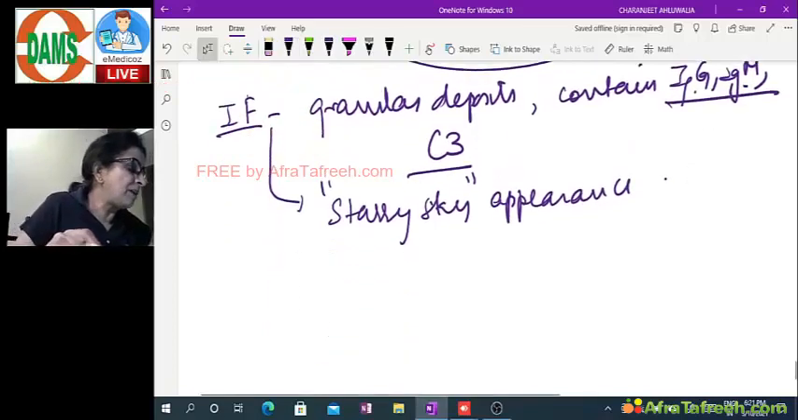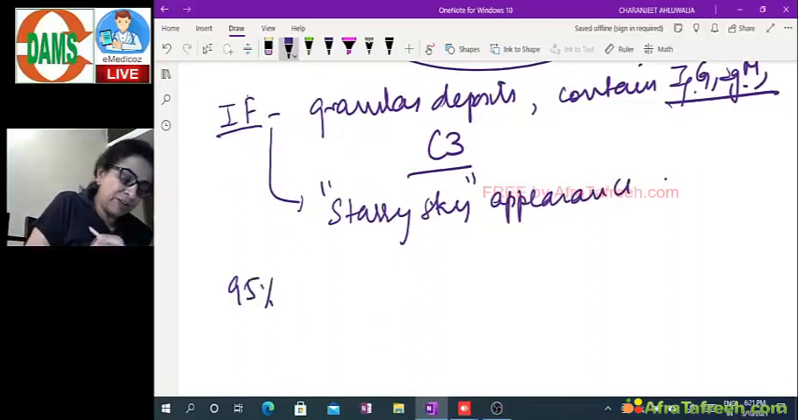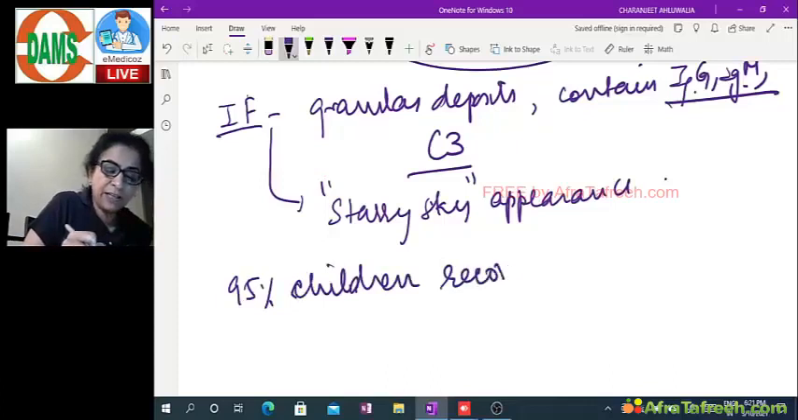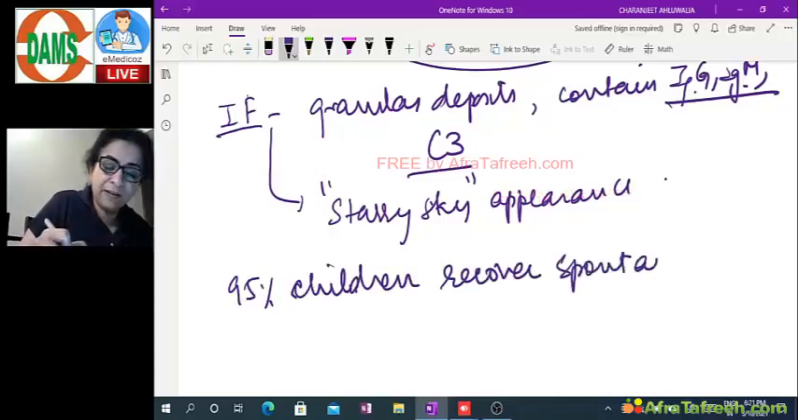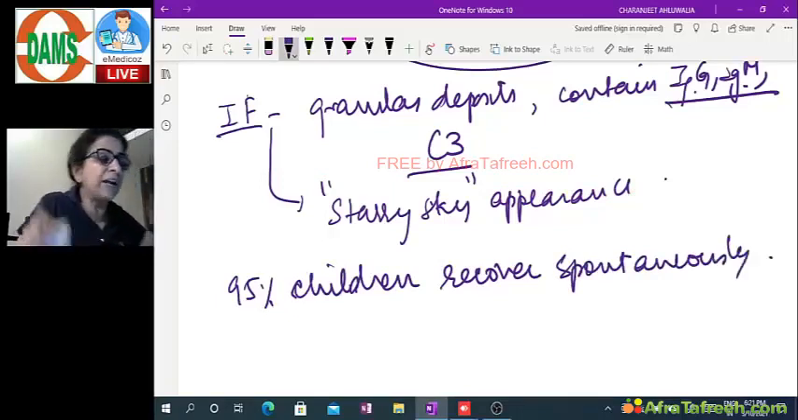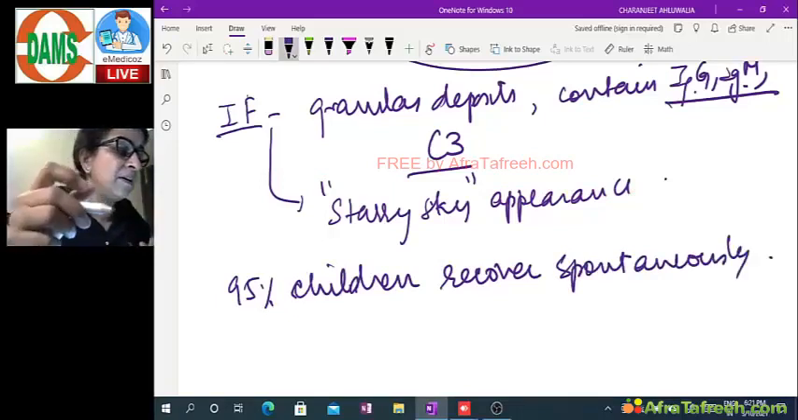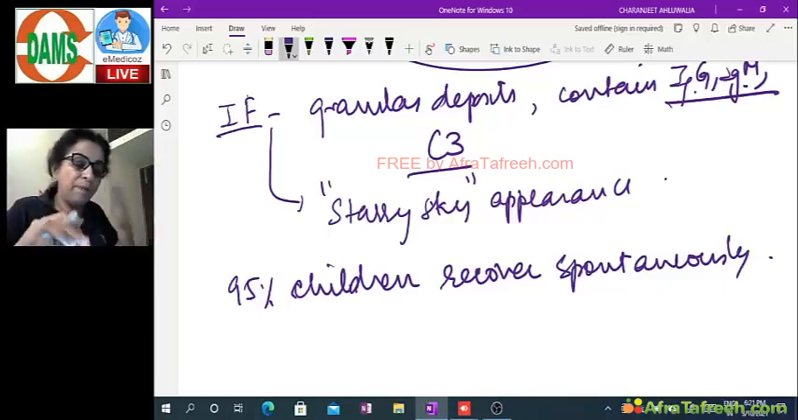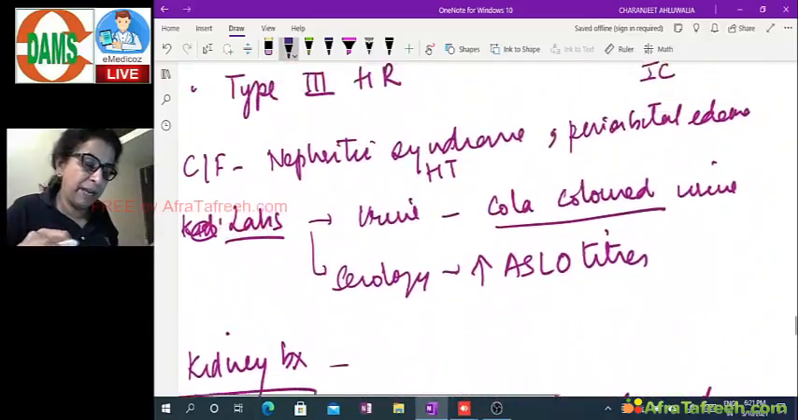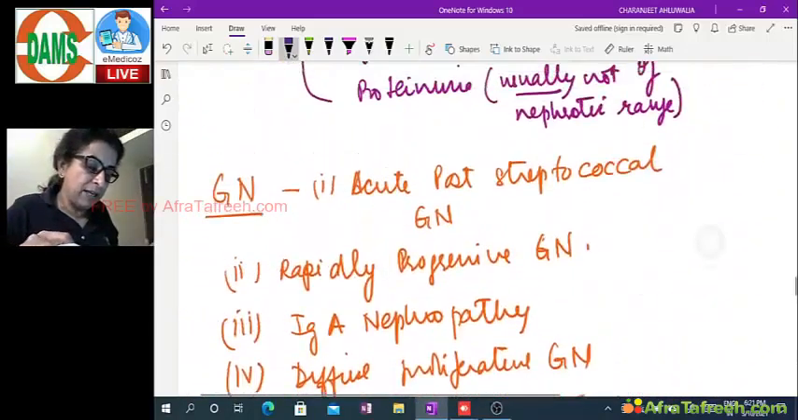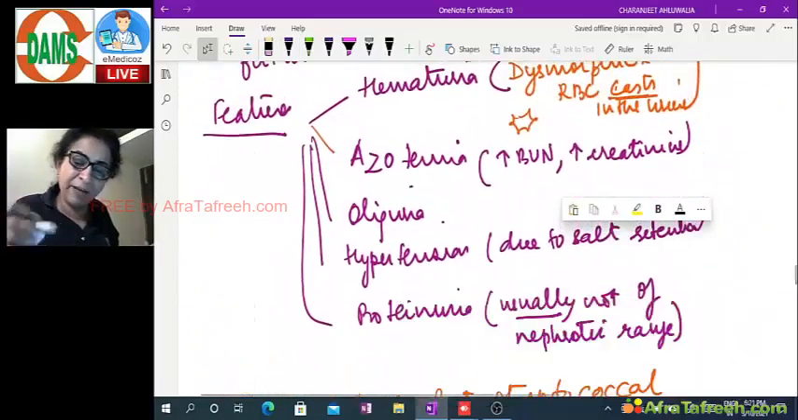Okay, now last point. Most of the 95% children recover spontaneously, recover on their own. Okay, so 95% children recover spontaneously. Now periorbital edema. Let us come back to this. Now Muskan has asked me why periorbital edema.